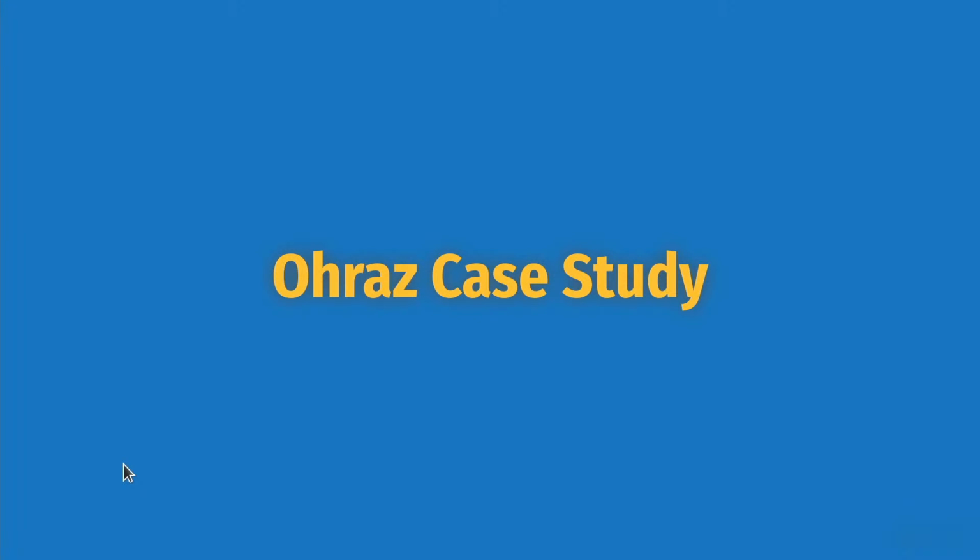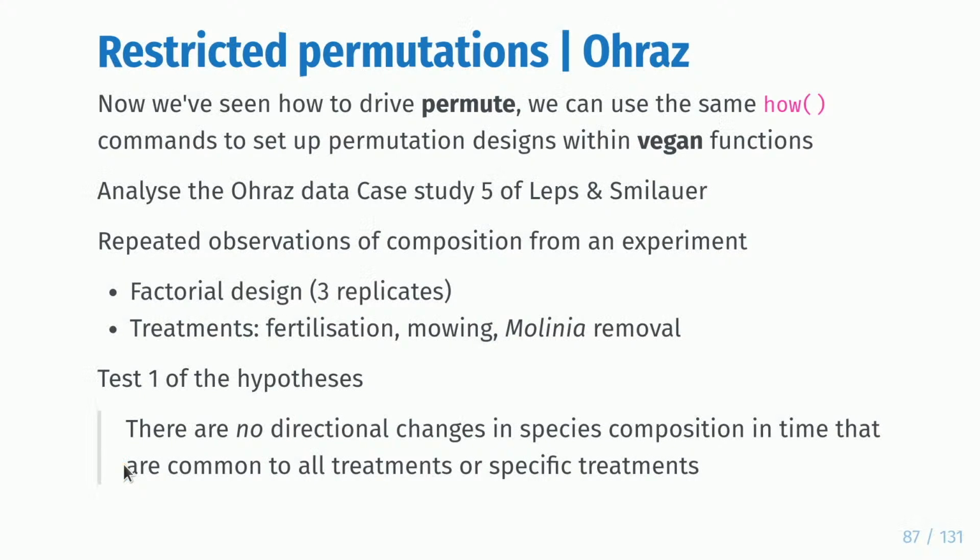So I'm going to skip. Actually, no. Well, let's do this because I want to show you how you pass in some of these permutations. It'll take a couple of minutes, and then we'll do the PERMANOVA example. Okay, we've seen how we can drive permute and how to use the how commands to set all this stuff up. Now what we're going to have a look at is this ORAS data, case study 5 from the Lepš and Šmilauer book. So it's repeated observations of composition from an experiment where there was a factorial design, 3 replicates. The treatments were fertilization, mowing, and then removal of the dominant species.